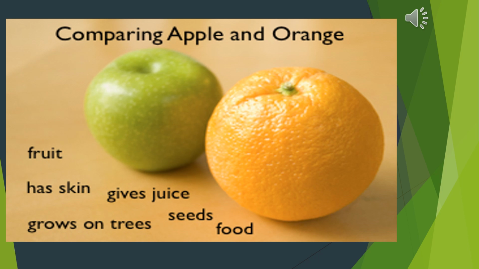For example, they are both fruit. They both grow on trees. They are both round. They both can be eaten. These are some of the things that they have in common, so they fall into the compare category.